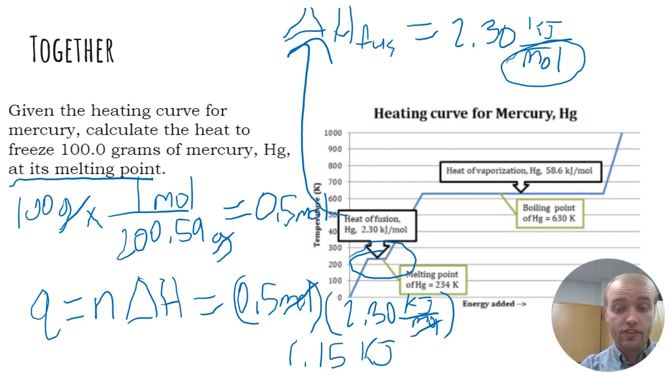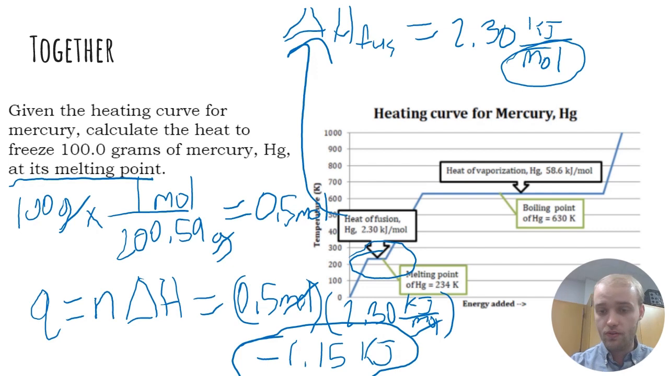Now, the question is, what's the sign on it? Is the sign going to be positive? In other words, did we take in energy, or is it going to be negative? Did we lose energy? And if you are freezing, we talked about in past lectures, freezing is an exothermic process, which means we are going to lose 1.15 kilojoules. So hopefully that makes sense. Rewind it. Ask me questions in the comments if that doesn't make a whole lot of sense.